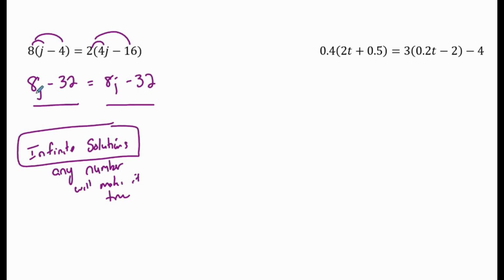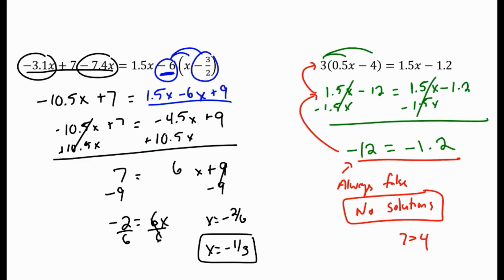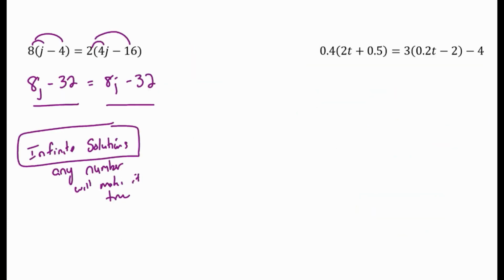So notice here, I had the same things on both sides: 8j minus 32 equals 8j minus 32. That gave me infinite solutions. Here I had the same x terms, 1.5x and 1.5x, but those numbers were different. That led me to no solutions. Hopefully you remember that from 8th grade. You should have spent some time looking at that and noticing how it relates to the graphs, if I was to look at these as functions.